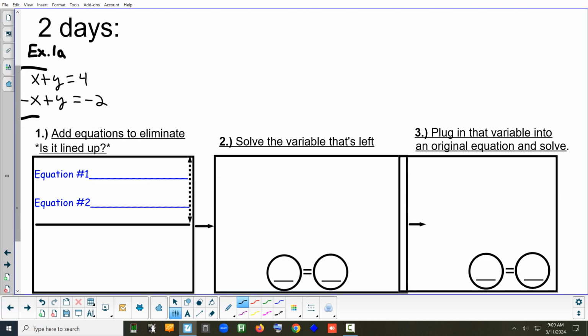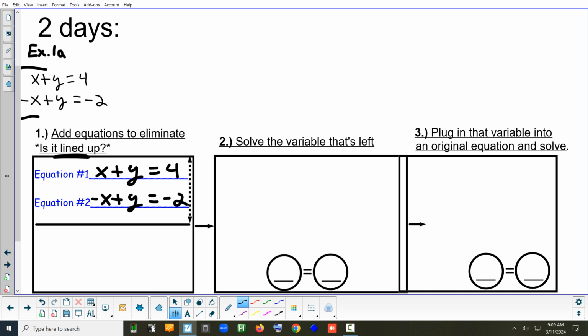So what we're going to do is just copy these two equations into this box, but only copy them in if they're lined up. If they're not lined up, we're going to fix that off to the side. So we got x plus y equals 4, negative x plus y equals negative 2. That's your first thing. Now, see how there's this dotted arrow on the right-hand side? What that means is it's reminding you we're going to add things up vertically.